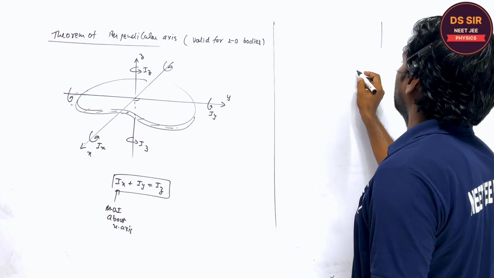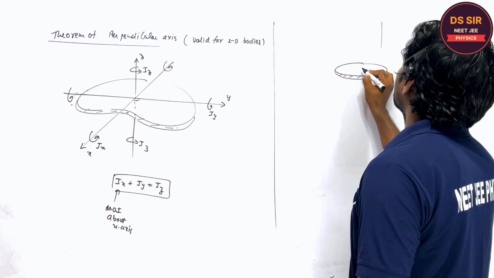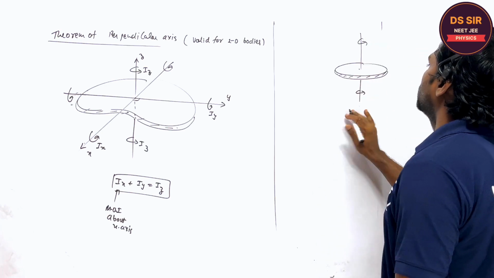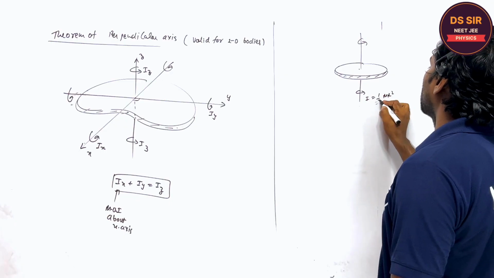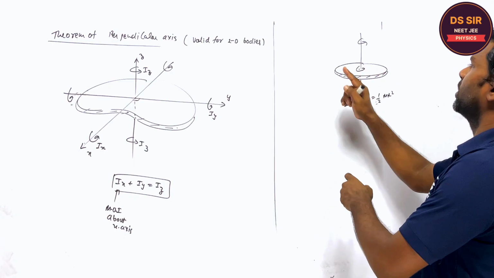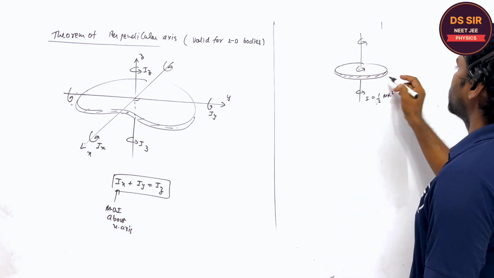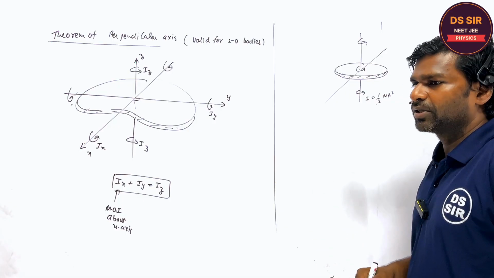For example, if you consider this disk, I think you know the moment of inertia about this symmetric axis. What is the moment of inertia? Say, half mr square. Are you getting it or not? Half mr square means it is rotating in this way. Now, if you want to rotate this disk about one of its diameters, what will be the moment of inertia?